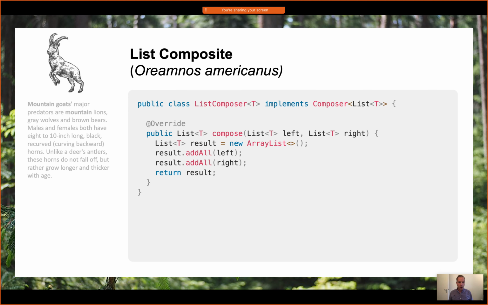So here we have our first multi-line composer. It's a composer for lists of any generic type, as long as the lists are of the same type. That is important. It accepts a left list and a right list, and then it creates a new empty list, adds all the elements in the left list, all the elements in the right, and then returns the result. So still nothing really fancy.